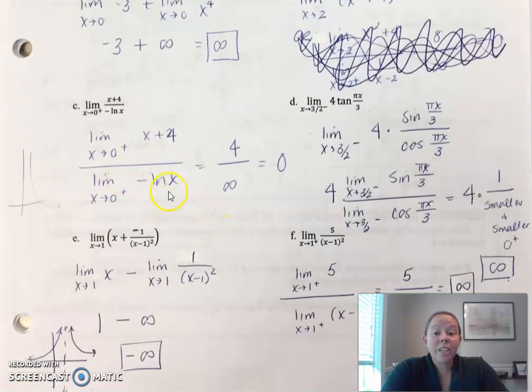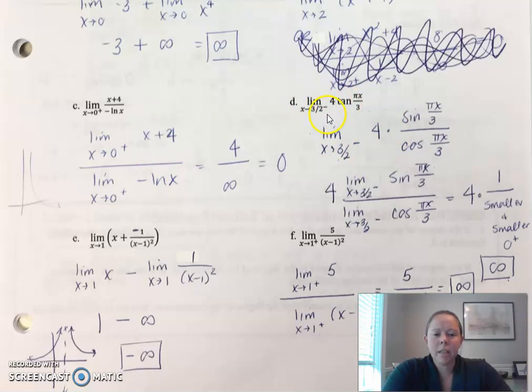But notice there was nothing we could do. There was no algebraic way of solving this. We just had to visualize what that graph looked like. So when you were in Algebra 2 and you had to learn all of those parent graphs, this is a good time you actually get to use it.